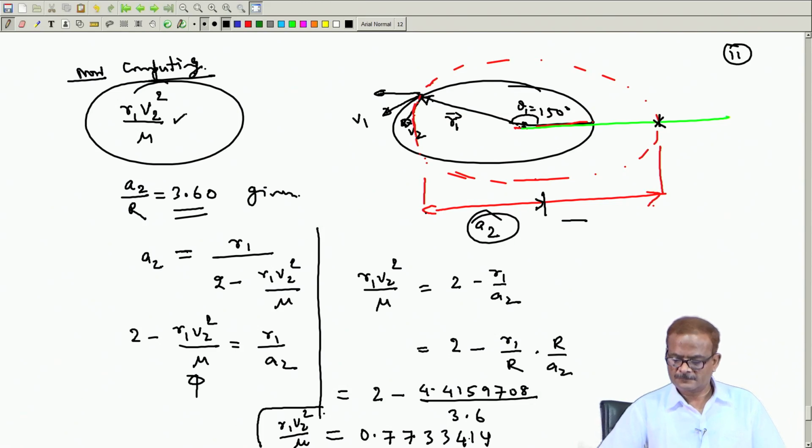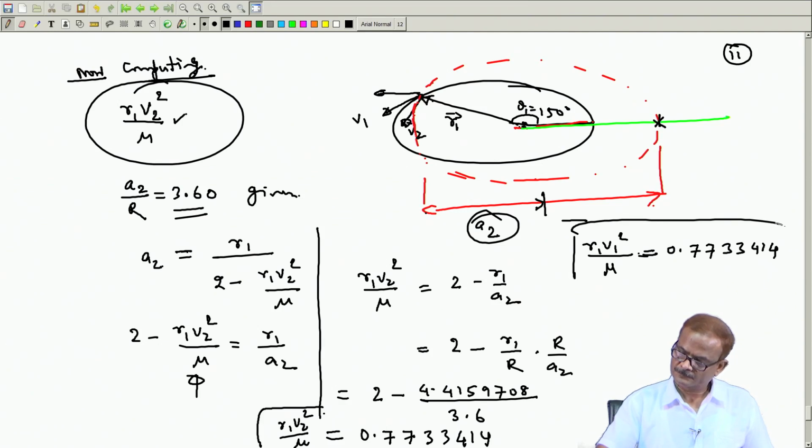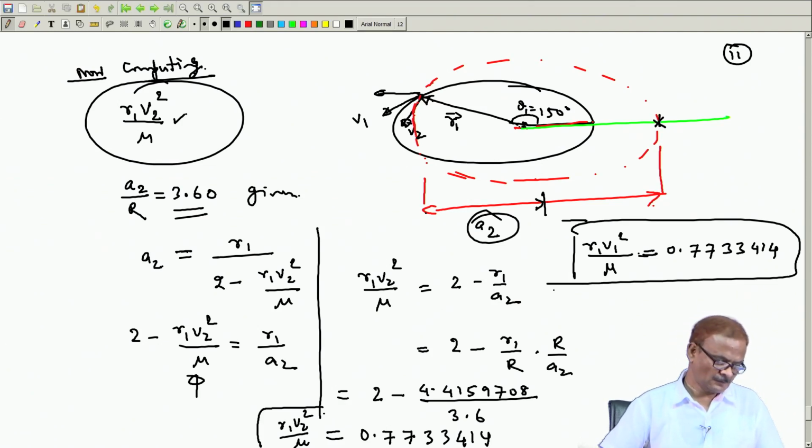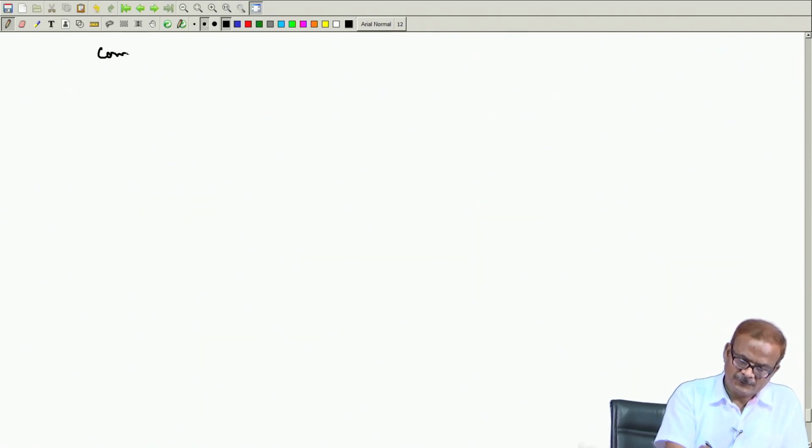So, we have here R 1 V 2 square divided by mu equal to 0.7733414. Okay. So, V 2 we can calculate, R 1 is known to us, therefore V 2 can be calculated, this is V 2 square. Therefore, V 2 we can compute from this equation. Okay. So, computing V 2.